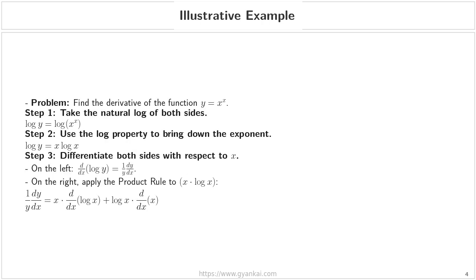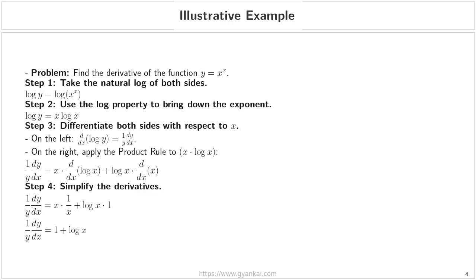Now we move to step 3, where we differentiate both sides with respect to x. On the left-hand side, we must use the chain rule. Therefore, the derivative of the natural log of y is 1 over y times dy over dx. On the right-hand side, since we have the product of two functions of x, we apply the product rule. This results in 1 over y times dy over dx equals x times the derivative of the natural log of x, plus the natural log of x times the derivative of x.